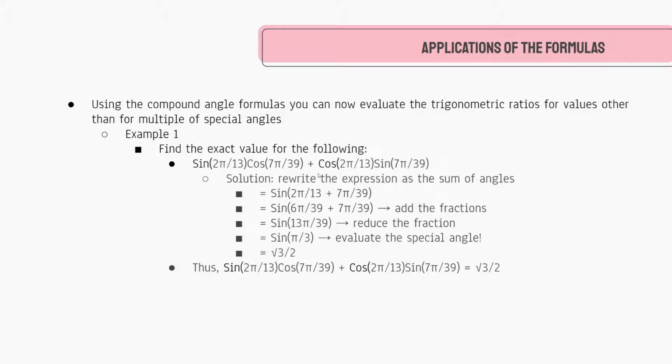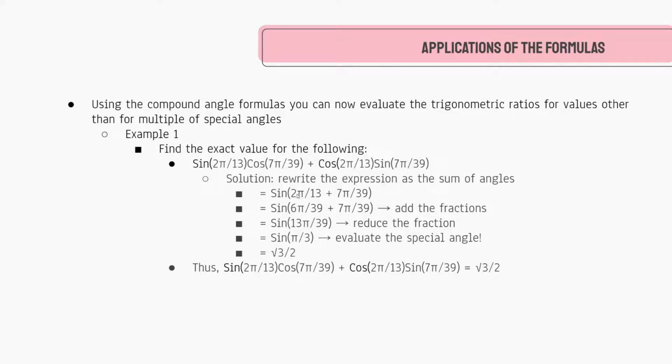Now, since we have a plus in the middle, that means the original formula also had a plus. So the only option we have is the compound angle formula for sine of a plus b. So with that in mind, we could find our a and b values, which would be the first and second bracket. So a is equal to 2 pi over 13 and b is equal to 7 pi over 39. So now I just plug these values into our expression.